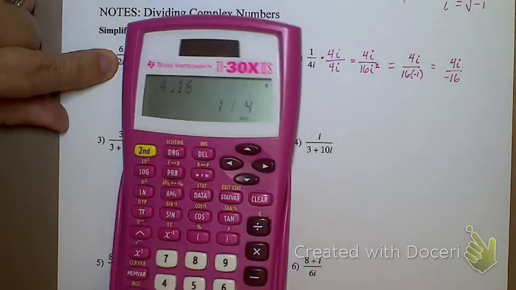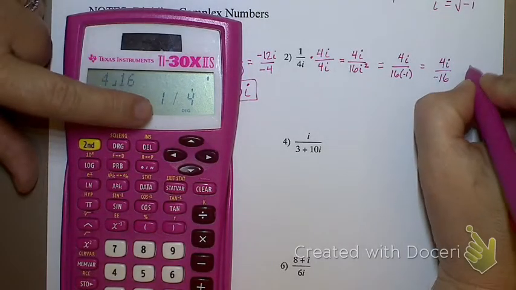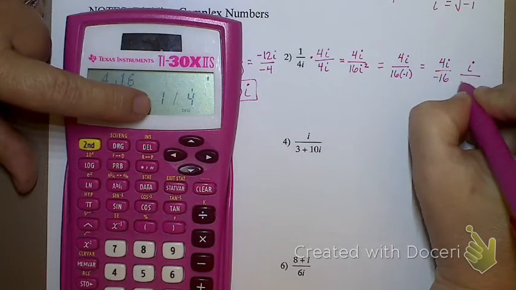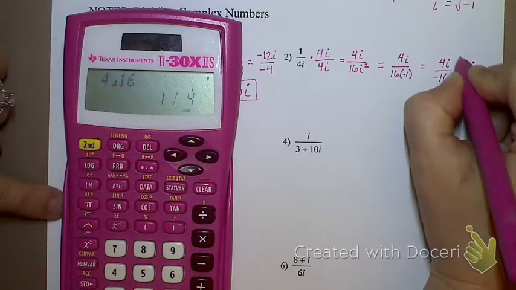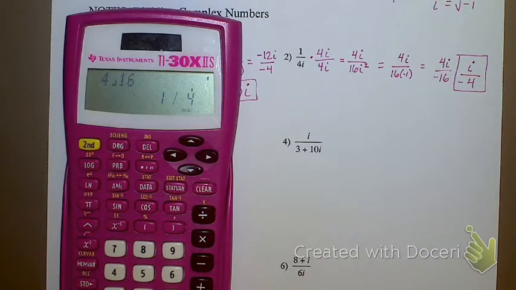I know, but you said there can't be i on the bottom. So I have a 1i over negative 4 as my answer. It's just i over negative 4. I think I'm getting this, guys. Oh, you did better than that.